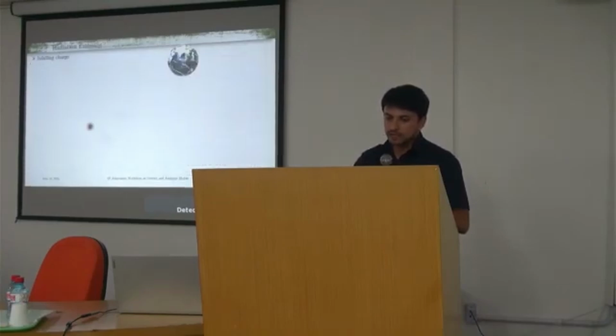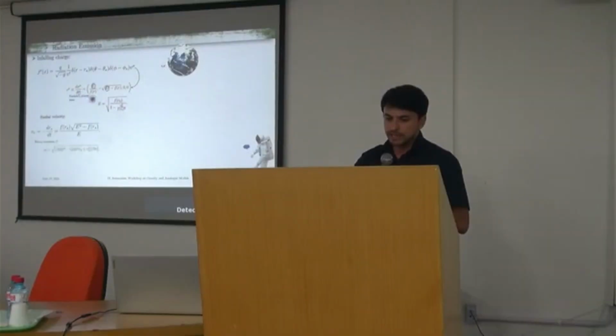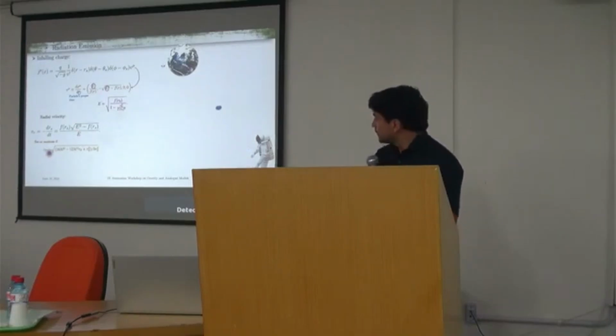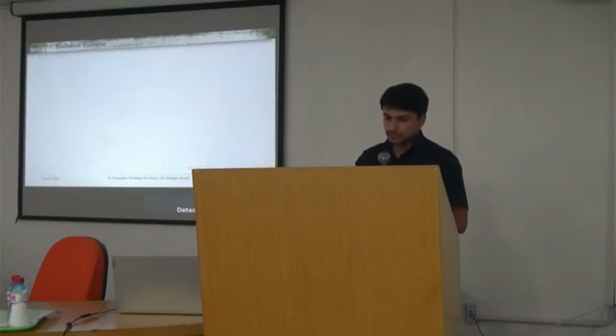The infalling charge is described by this current here. It has a four-velocity given by this expression. Here we have the Killing energy of the charge that depends on the initial position and the initial velocity as well. The radial velocity of the charge is described by this expression as seen by the asymptotic observer. When the initial velocity obeys this inequality here, the charge only decelerates while it falls into the black hole. This is basically a geodesic analysis of the space-time.